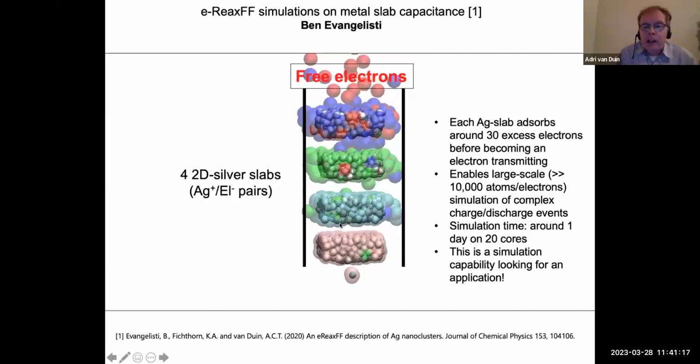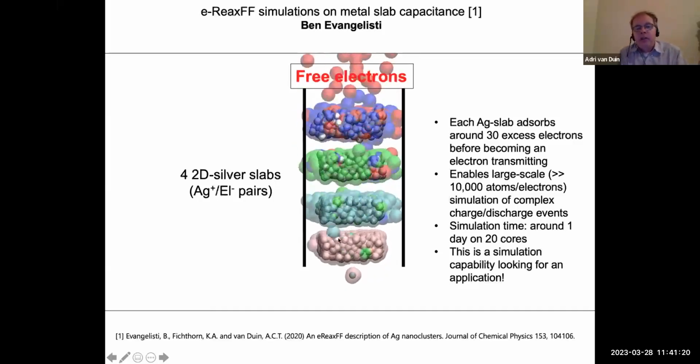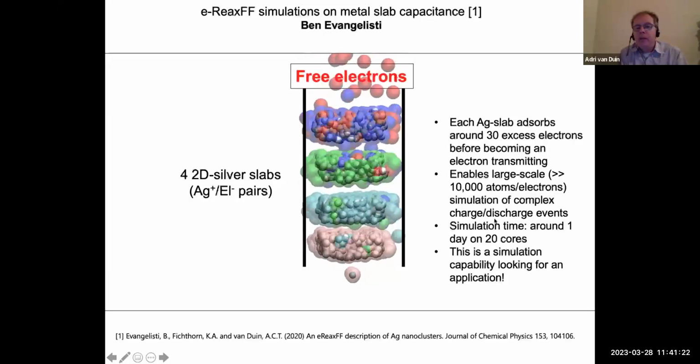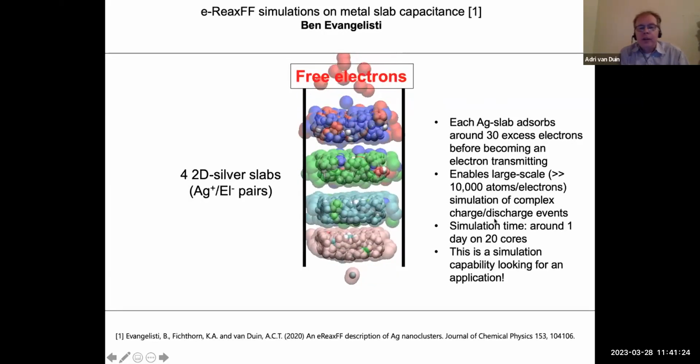But this was a bit of a larger simulation. This was roughly about 4,000 or 5,000 atoms. So this took about 1 day to run on 20 cores. But you can really start to simulate how electrons can react with metals and how they essentially can get emitted from these type of materials.